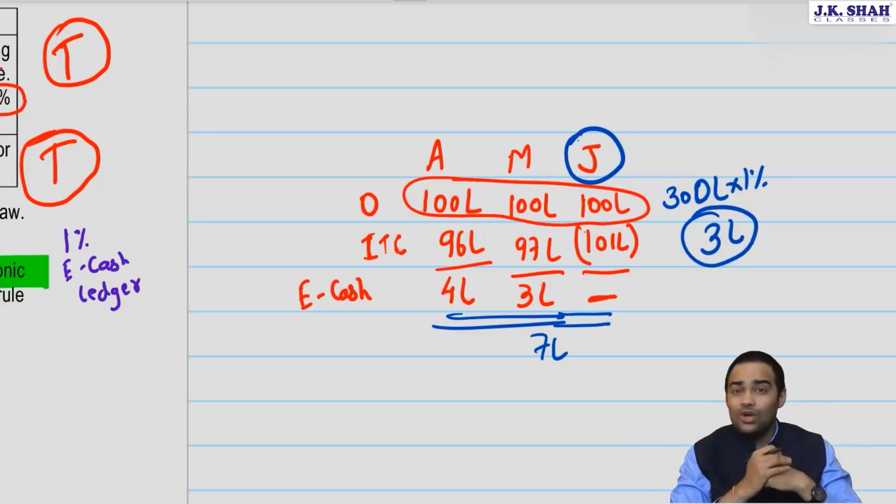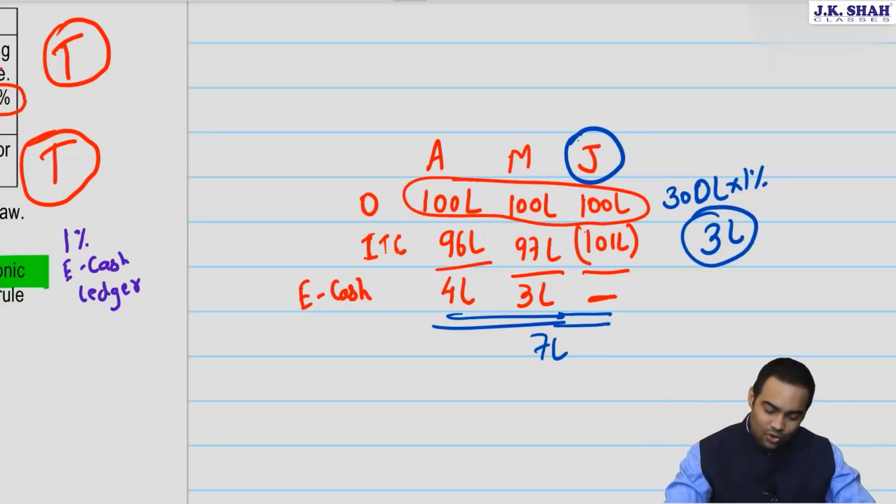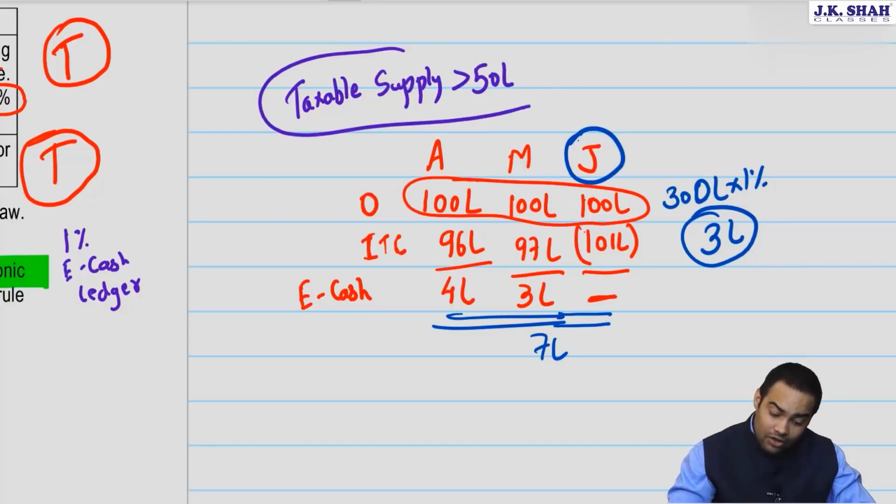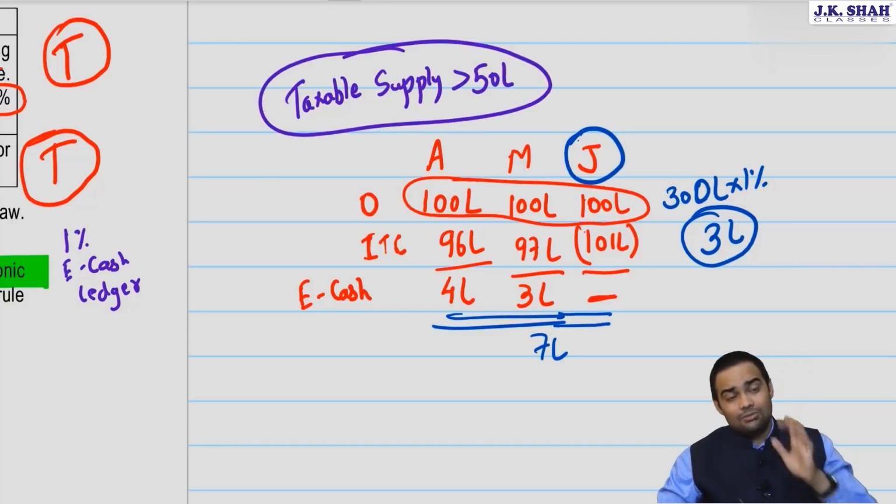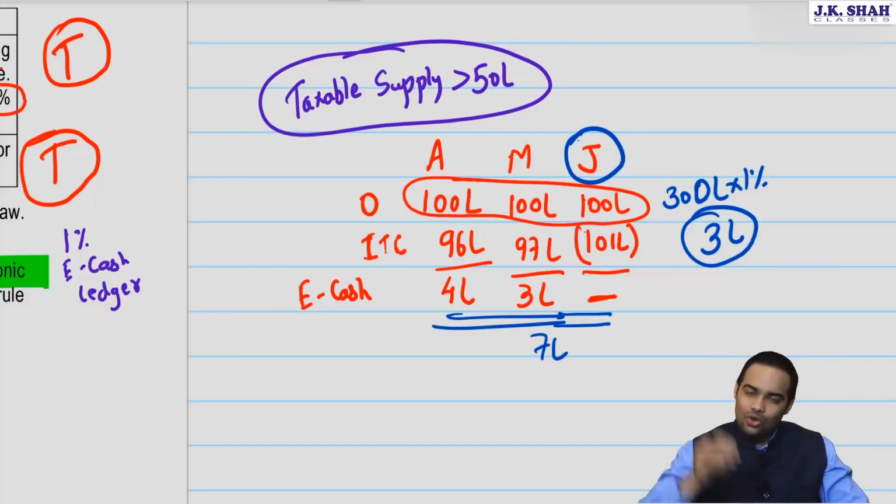And when does Rule 86B get triggered? Only when in a month your taxable supply exceeds 50 lakh. And only for that month it will apply. Say suppose 1 month your taxable supply is 30 lakh. It will not apply. Only to that month where your taxable supply exceeds 50 lakh.